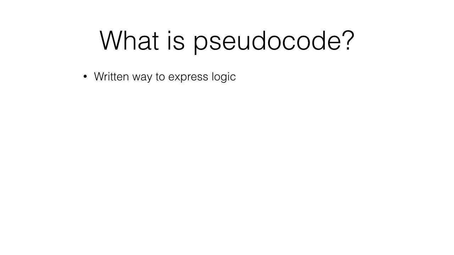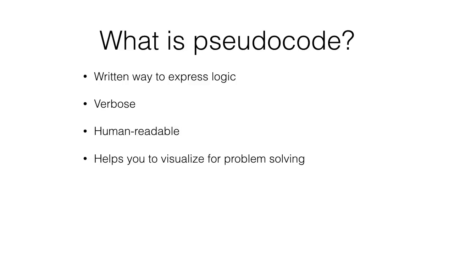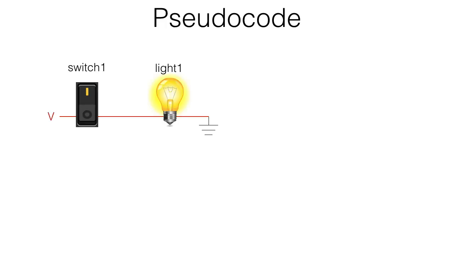Now there's code and there's logic. Logic deals with logical problem solving. It's very verbose. It's human readable. And it's going to help you to visualize the problem solving process. All right, so let's take an example of pseudocode.